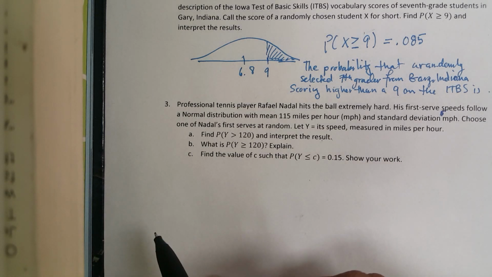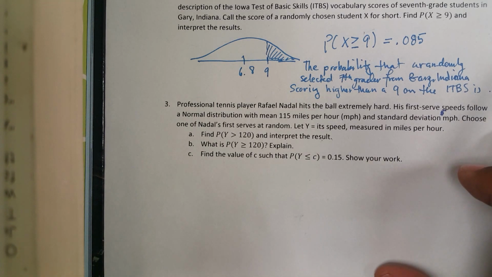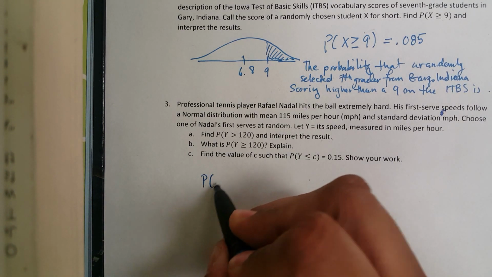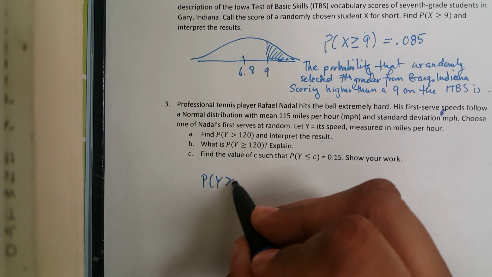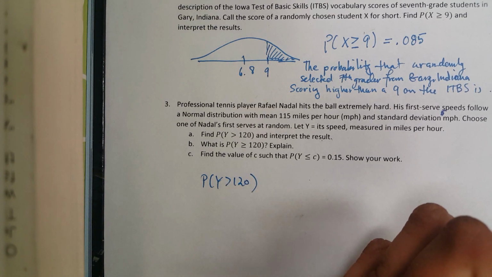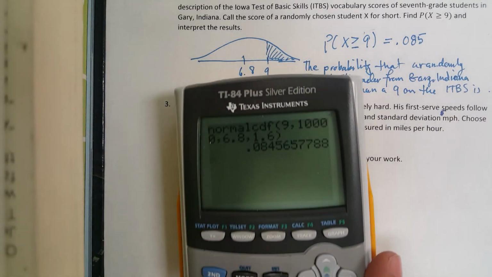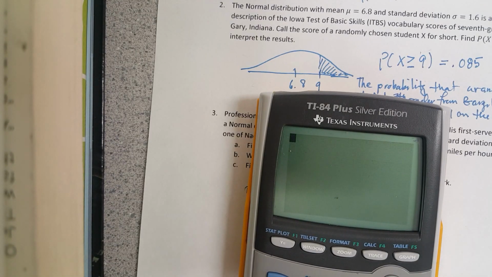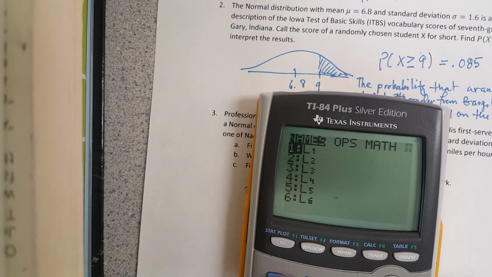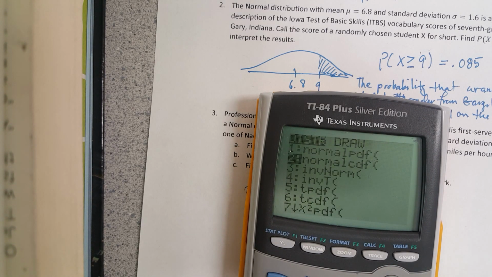Choose one of Nadal's first serves at random. Let y equal its speed measured in miles per hour. So it says here, find the probability that his speed is going to be greater than 120 miles per hour. Okay? All right, so let's go ahead and pull out our calculator real quick. So we're going to do second vars. I'm going to do normal CDF.